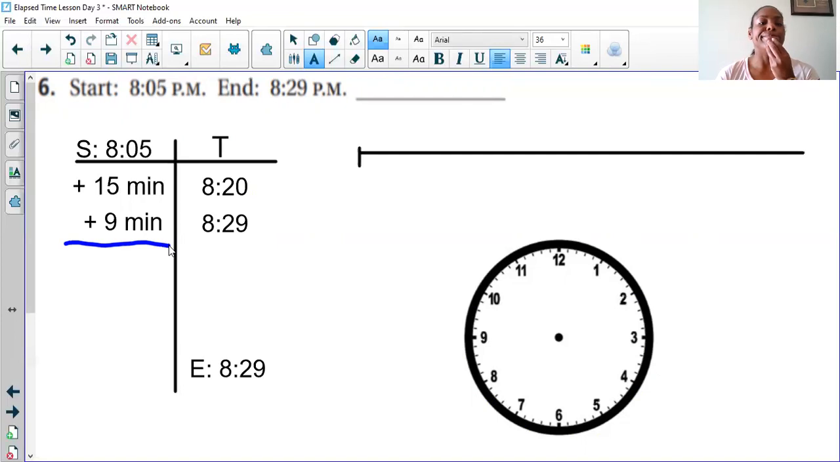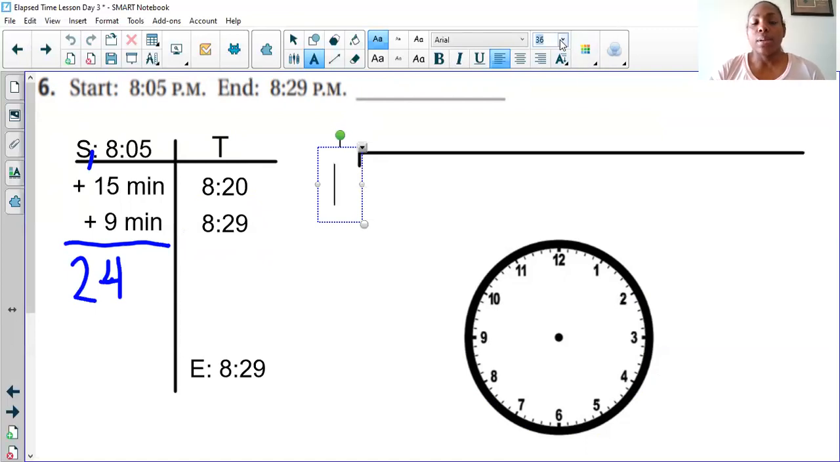Well, let's see. What's 5 plus 9? That's 14. I carry the 1 into the tens place. And then I got 1 plus 1, which gives me 2. So my answer should be 24 minutes. So let's go ahead and transition this over here.